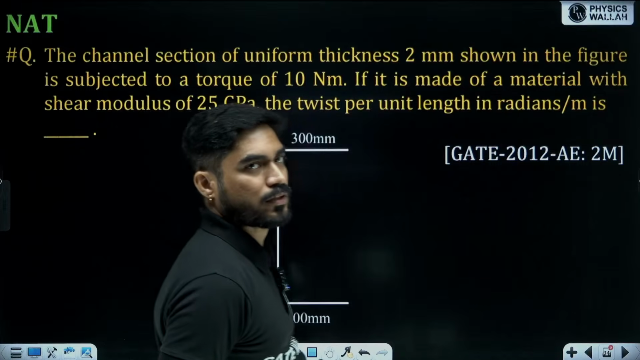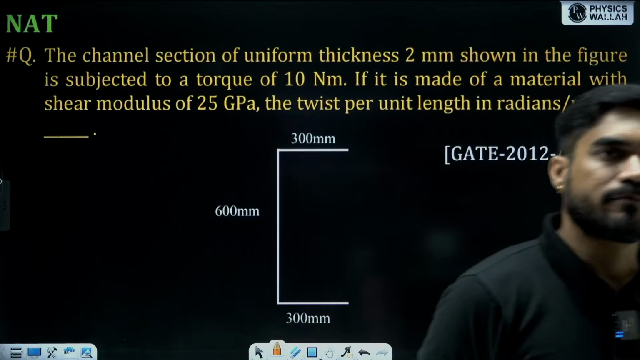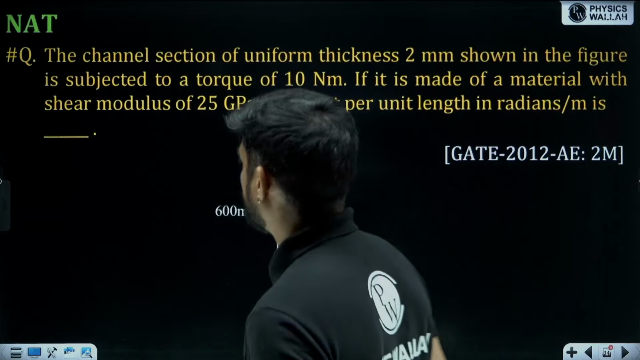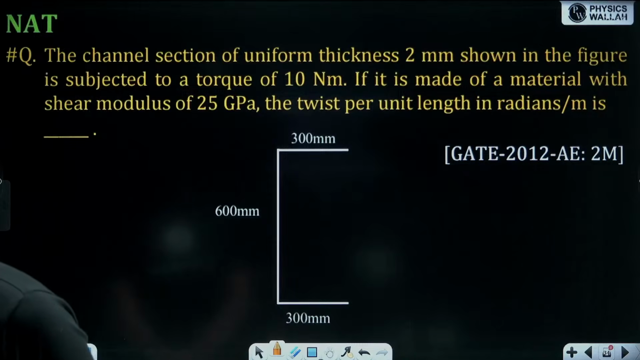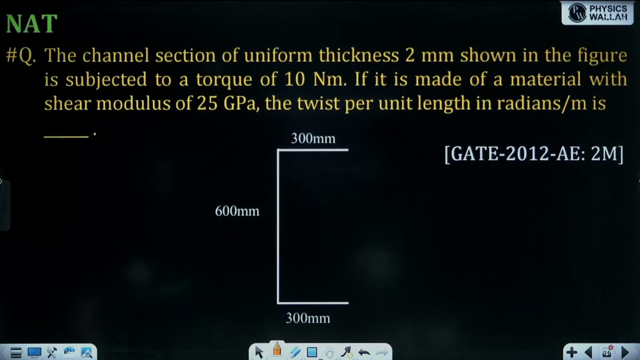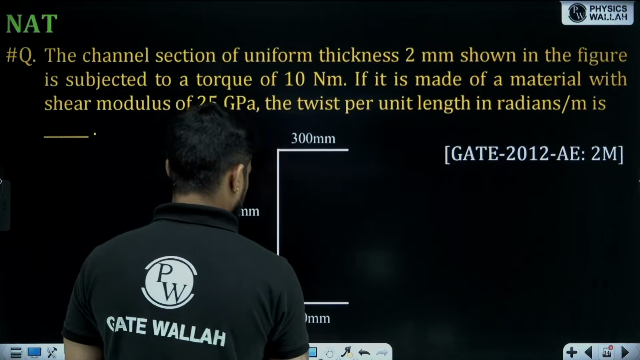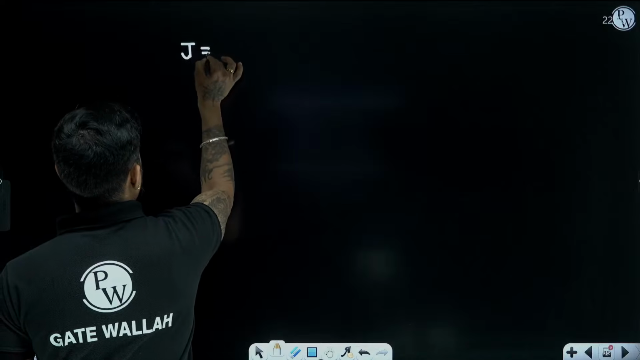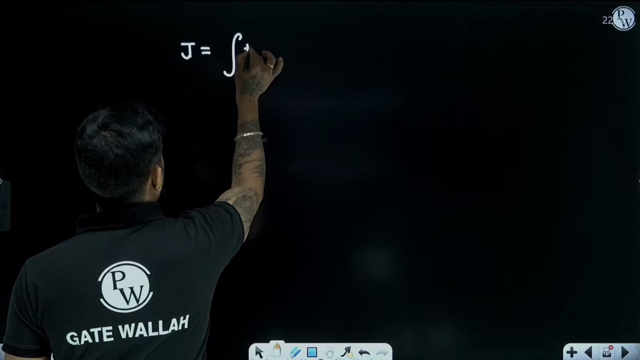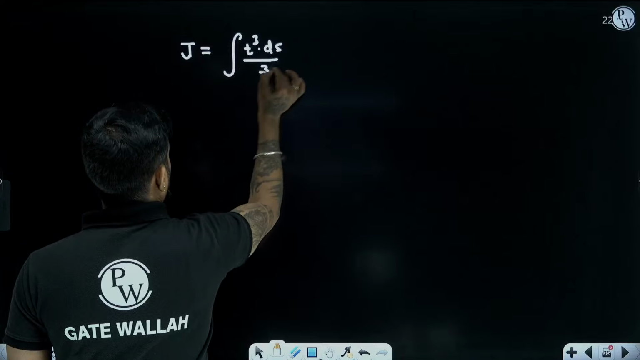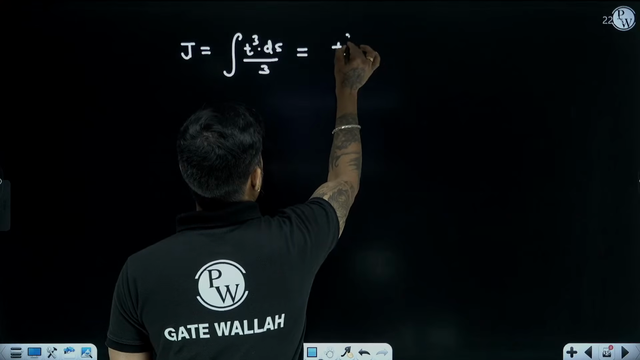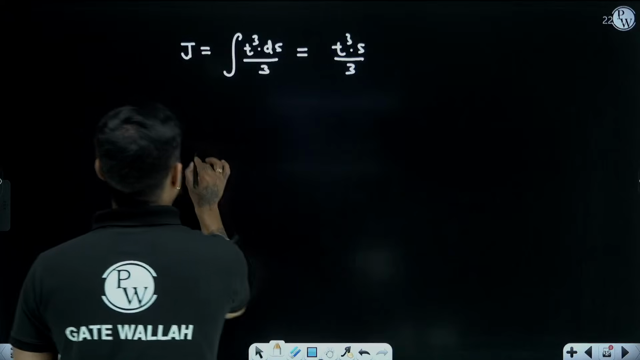What you need to do? You need to first find J. So find the value of J, then put the value in the equation of theta. Theta is T into L by G into J. How do we find J? Integration T cube ds by 3, but T is constant, so it will become directly T cube into S by 3.